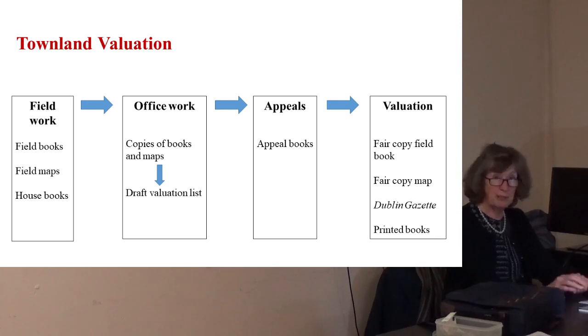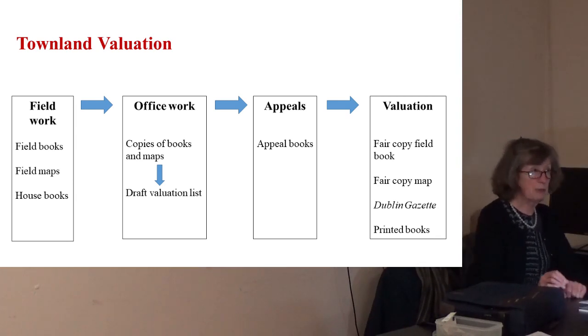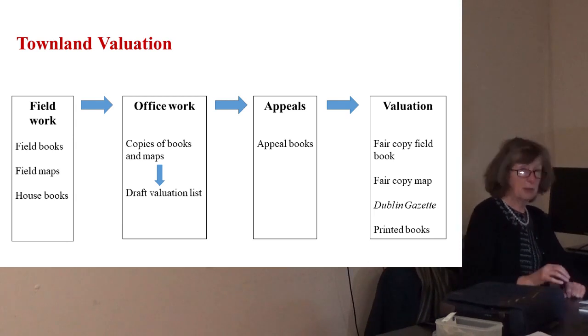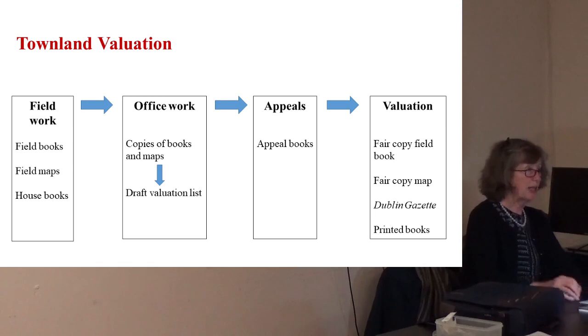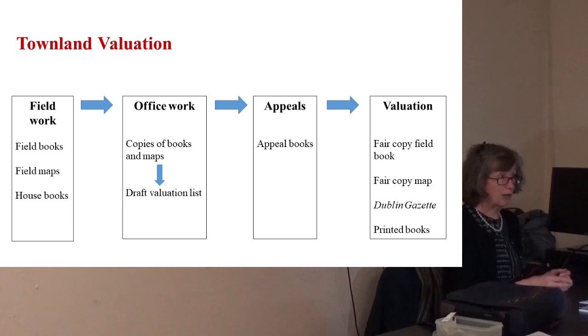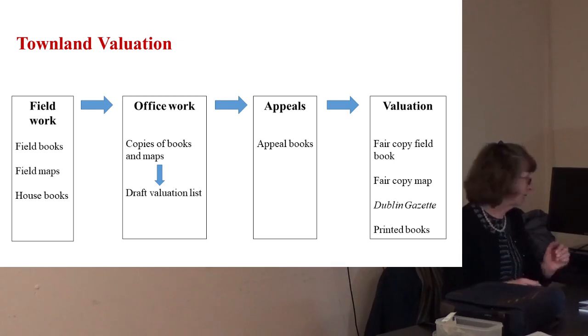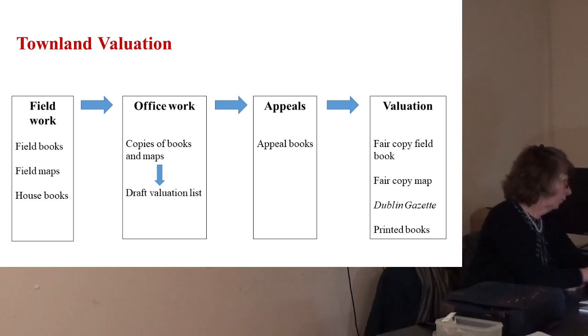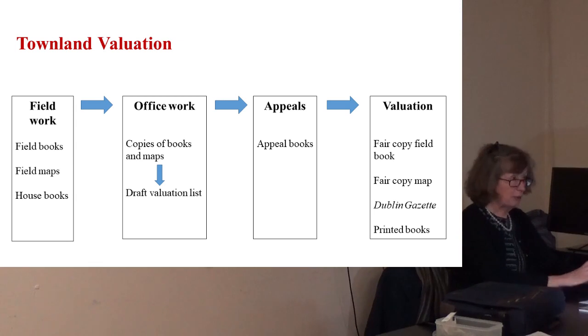Well, now you would make an appeal for your valuation to the valuation tribunal, but up to probably 2001, when the law was changed, you could appeal to the circuit court. So in the 19th century, you could appeal to the Court of Quarter Sessions if you didn't like your valuation. And when all of that was over, the valuation was settled, and you had to pay the rate on that basis. So once it was all done, in the townland valuation, they made what they called fair copy.